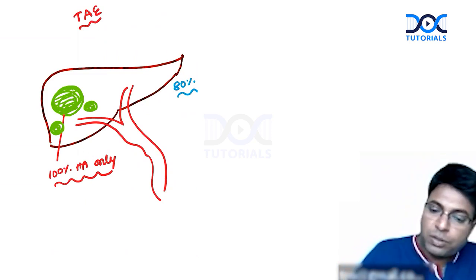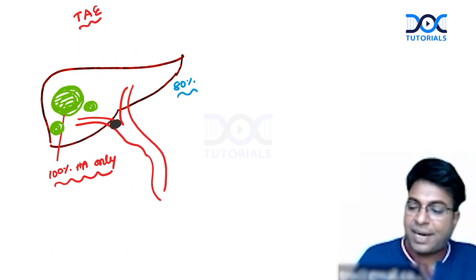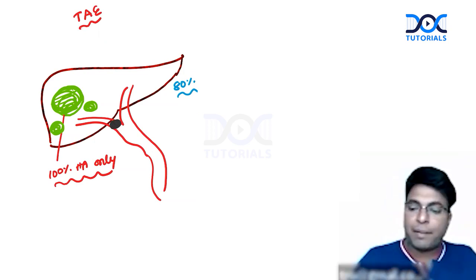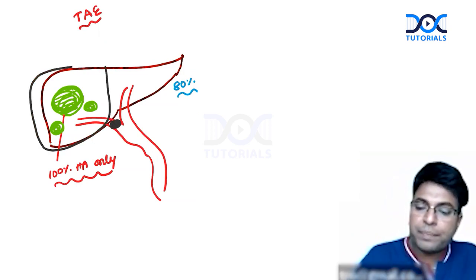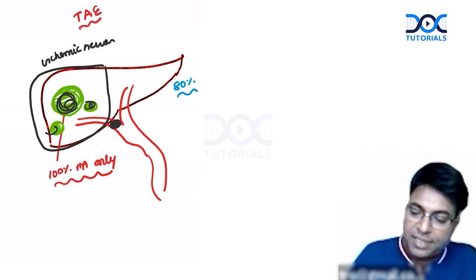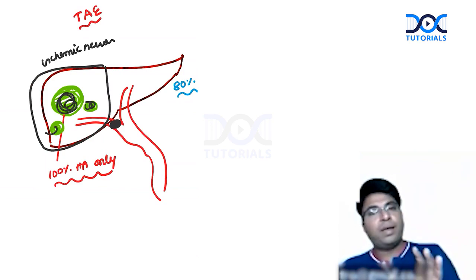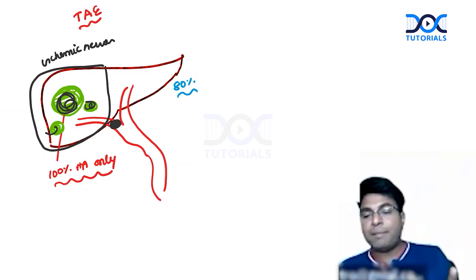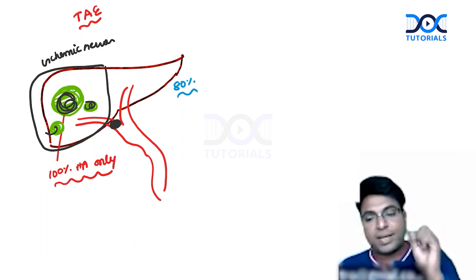If I embolize this right side hepatic artery, what will happen? This right lobe will go for ischemic necrosis, and the tumors will shrink. This is the concept. If I do right side hepatic artery embolization, the tumor will shrink and go for disappearance.